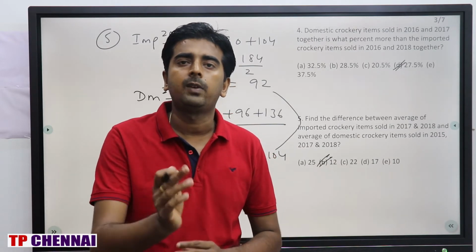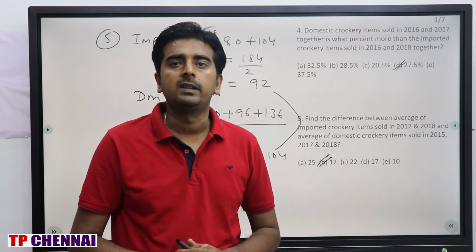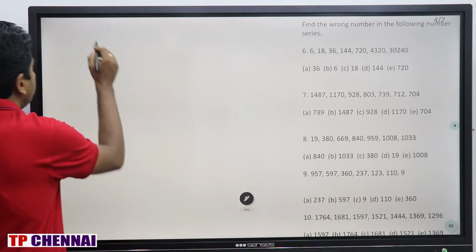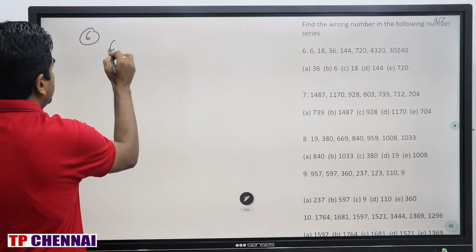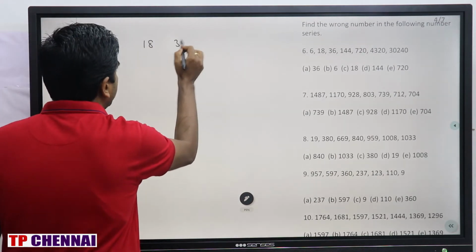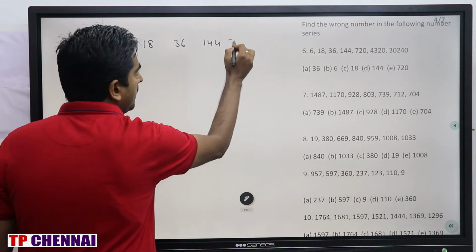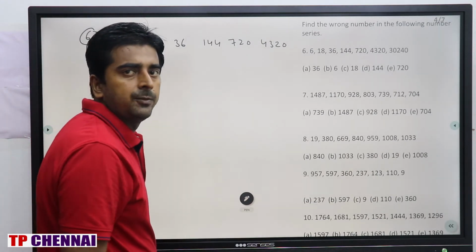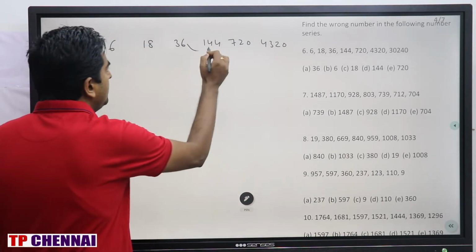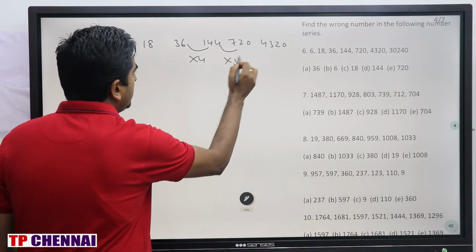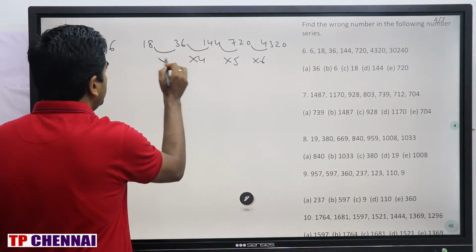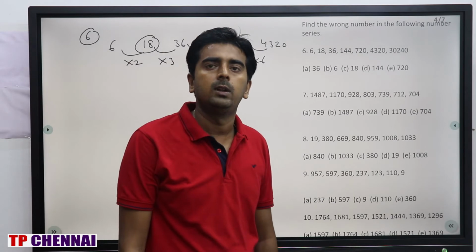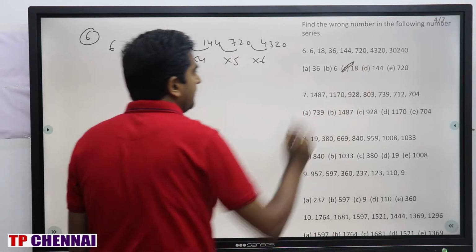Clear? So we have completed the first set of DI. Now we will see wrong number series. Find the wrong number in the following number series. So first question, they are saying 6, 18, 36, 144, 720, 4320. Numbers are increasing fast, that means it follows multiplication. This is into 4, this is into 5, and this is into 6. So here it will be into 3 and here into 2. So where is the wrong number? 18. In the place of 18, 12 should come. 18 is the wrong number.